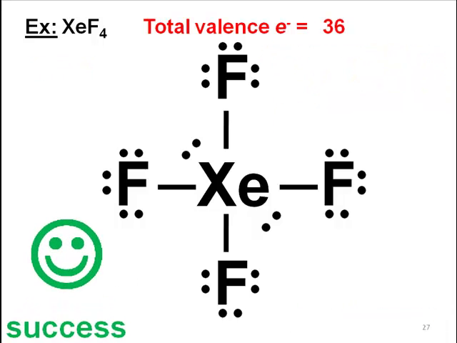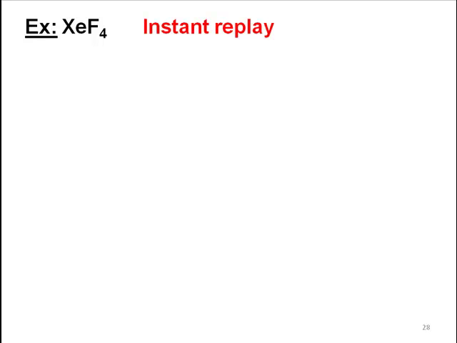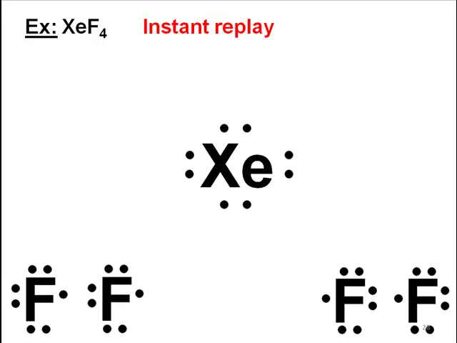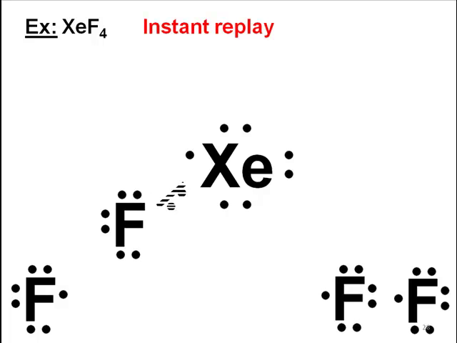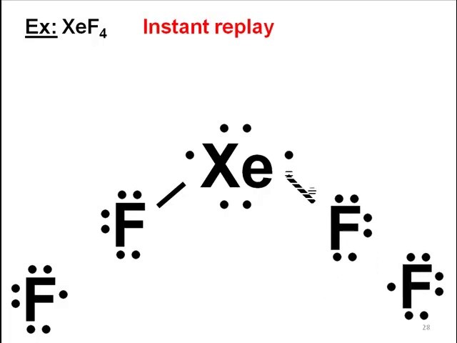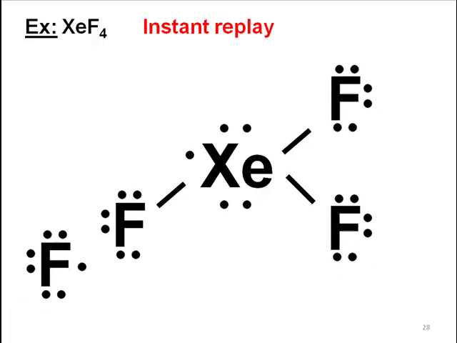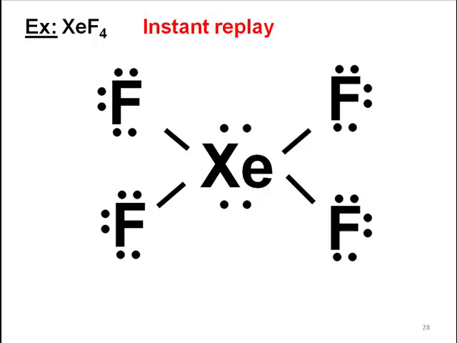But this predicts many of the properties of this molecule, xenon tetrafluoride. So here's the instant replay of what it looks like. Here's your fluorine. Yeah, it's just a different way of showing it. Some people see this a little easier because the lone pairs are here in the beginning and they're still there at the end.